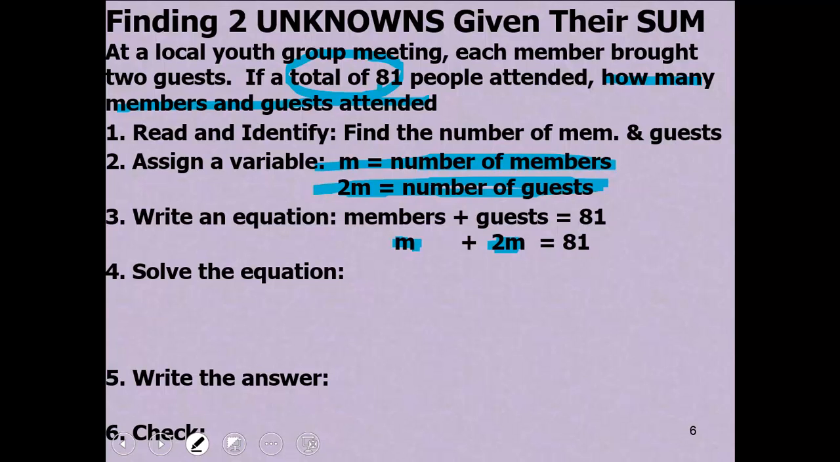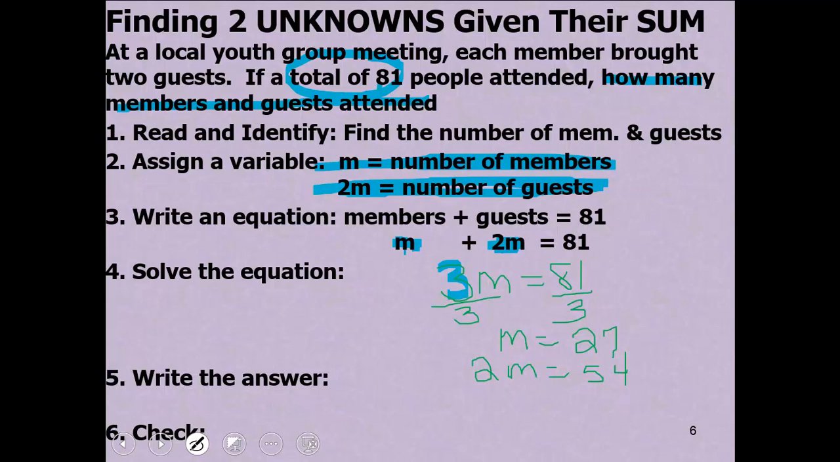All right, welcome back. I hope you did it. M plus 2M gives me 3M. 3M has to equal 81. So that means I divide by 3, and I get M is equal to 27. The members is 27. So what does 2M look like? Well, 27 times 2 is 54.